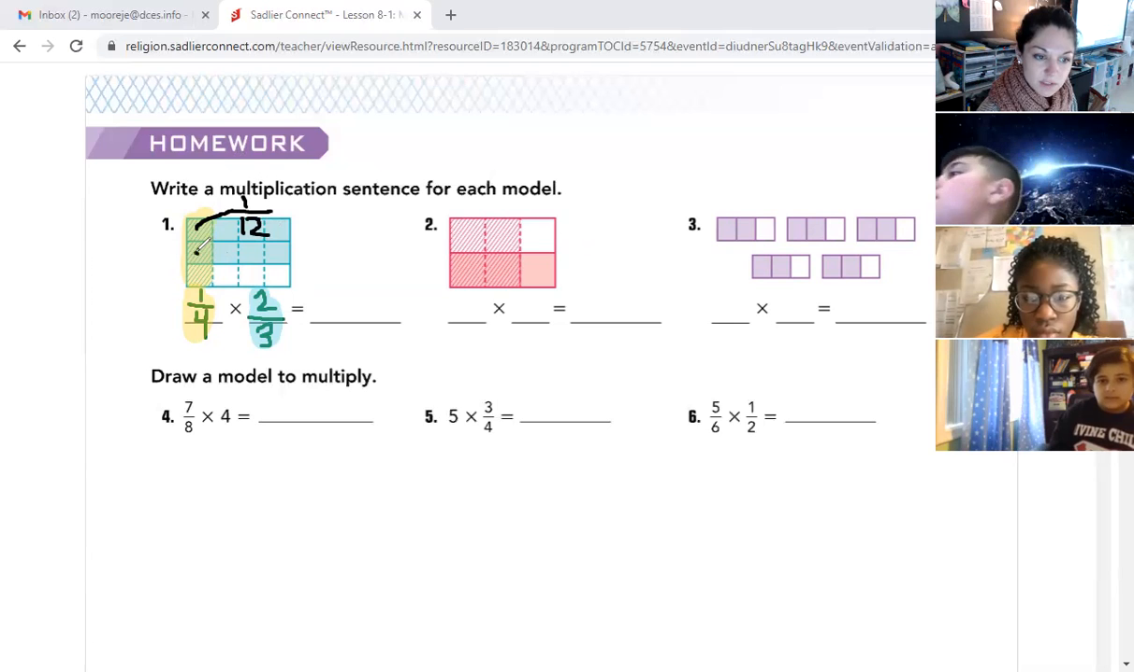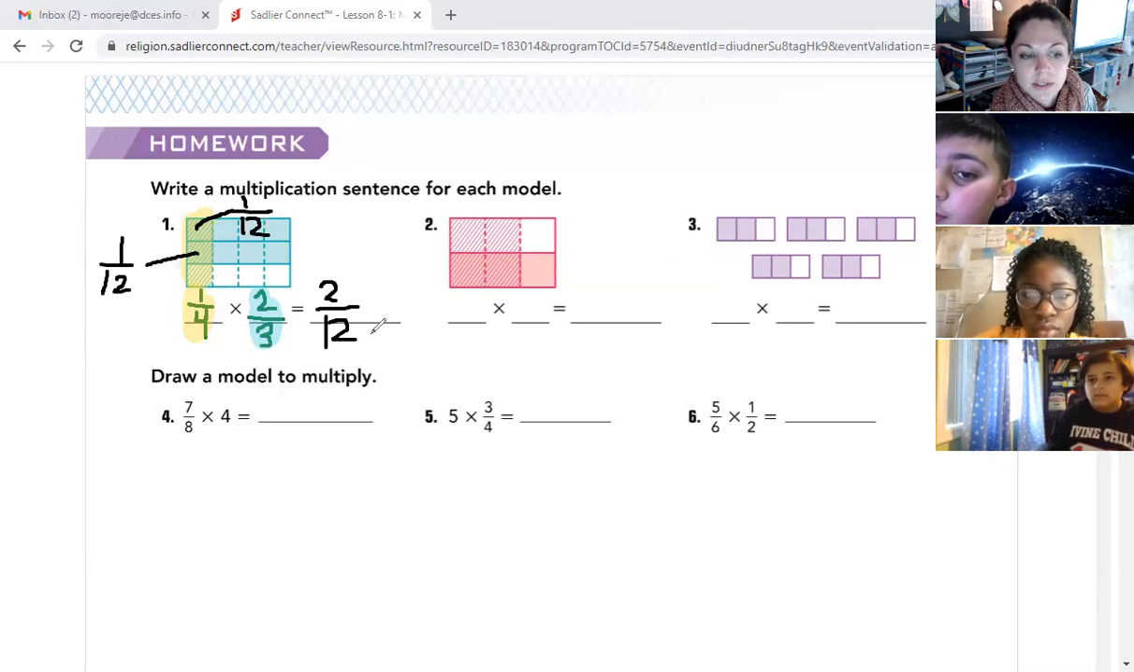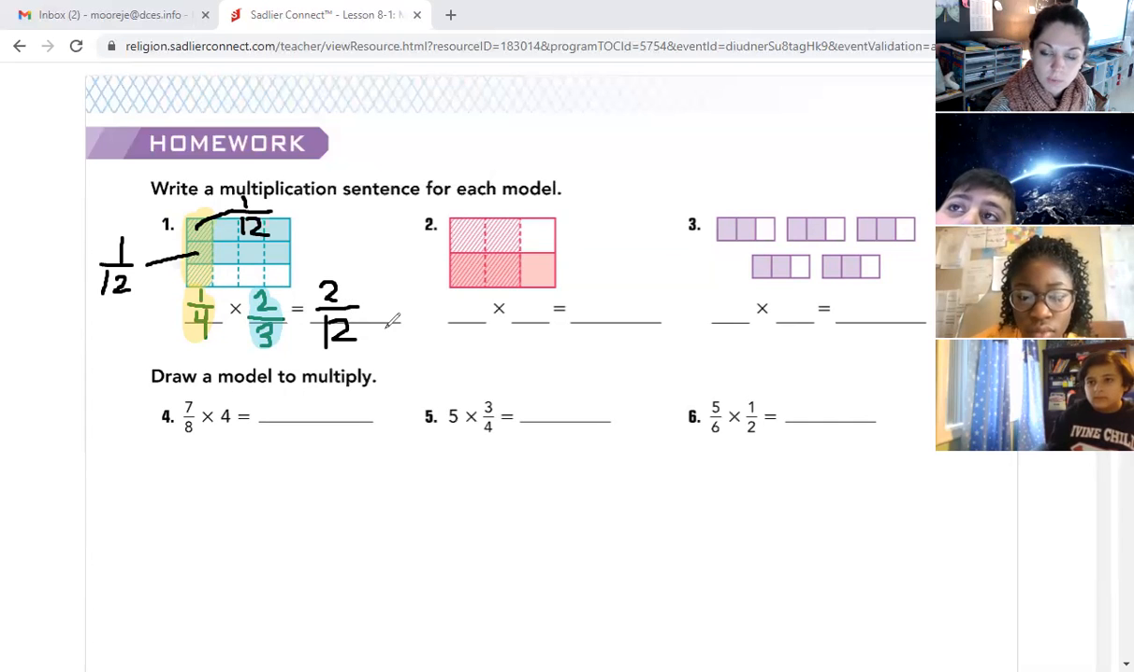How about this piece? What's the value of that piece? 1/12, right? So how many 12ths represent the answer? 2 of them, right? So 2/12 represents the answer, the part that's green, the part that they both overlap on. So 2/12 is the solution for this multiplication expression. 1/4 times 2/3 is equal to 2/12.